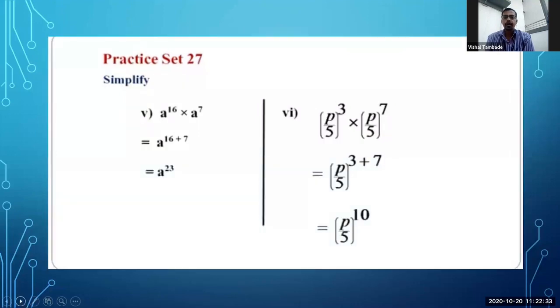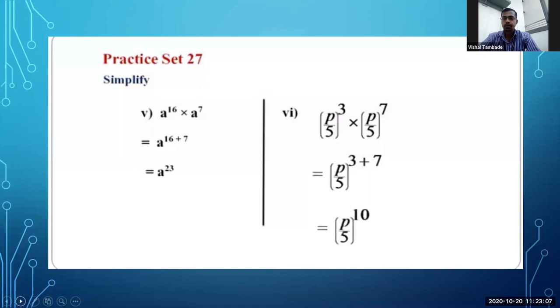Now, fifth one, a raised to the power 16 multiplied by a raised to the power 7. Here our base is a. It occurred two times. That's why we take it one time, and according to the law, we add the power. The powers are 16 and 7. Then you have to add the power, 16 plus 7. Our answer is 23. That's why we write it a raised to the power 23.